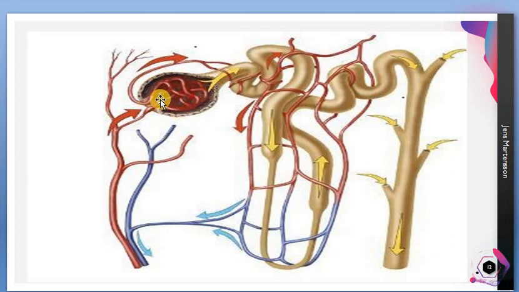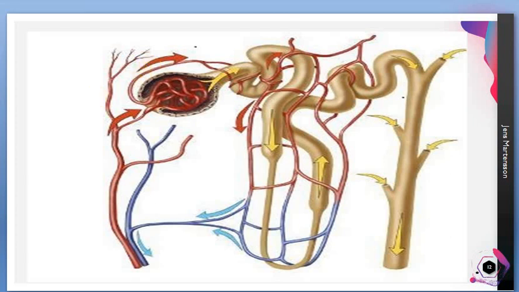That high pressure pushes out all the waste materials, mostly along with the waste materials. Glucose, water, and most of the other substances will also be expelled out of the glomerulus. So in the Bowman's capsule, in the glomerulus, ultrafiltration occurs due to the higher pressure difference which is created by the narrower efferent arteriole. This is ultrafiltration.